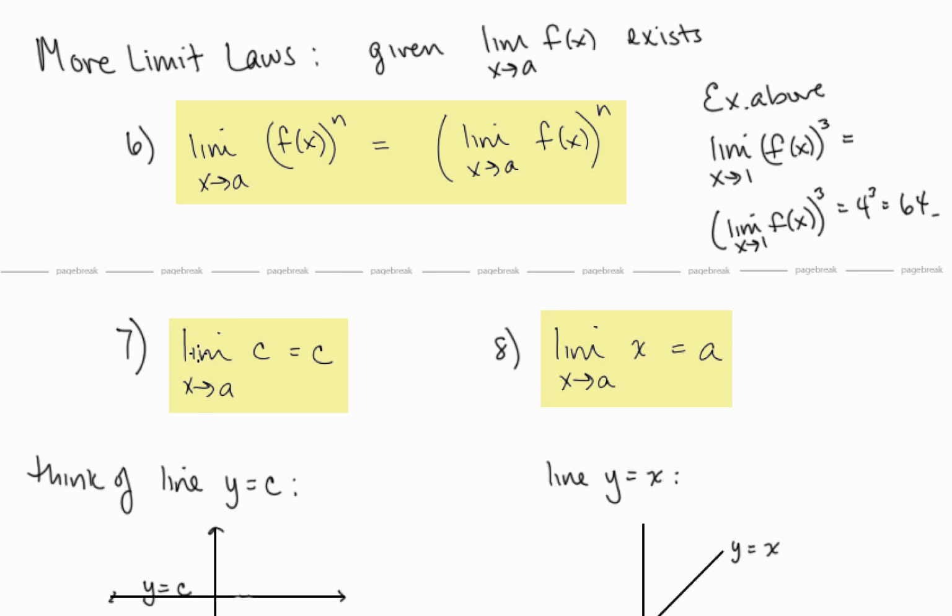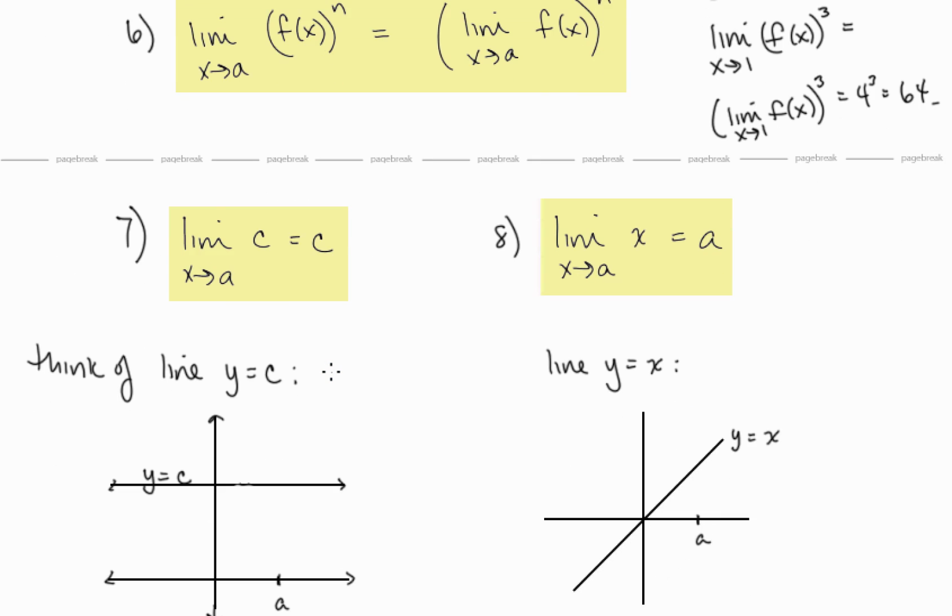We also have that the limit as x goes to a of a constant c is that same constant c. In other words, as x is changing, this c is not changing. So this limit is just equal to c. We can think of that graphically as being the line y equals c. And as x approaches a, the y values are always the same. They're all c.